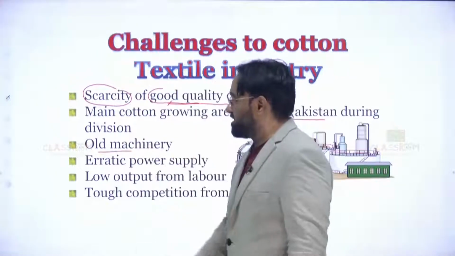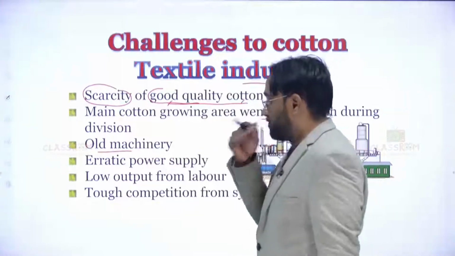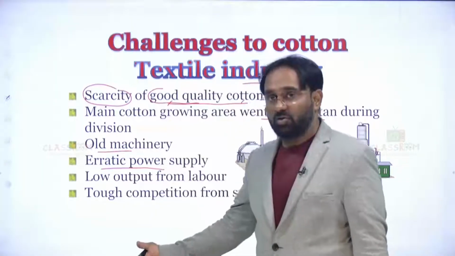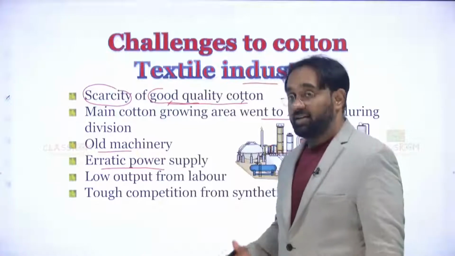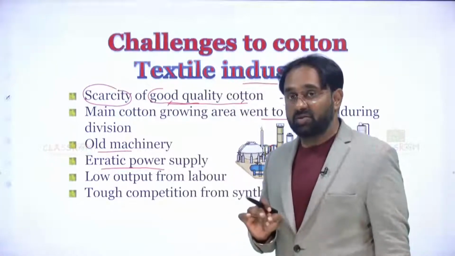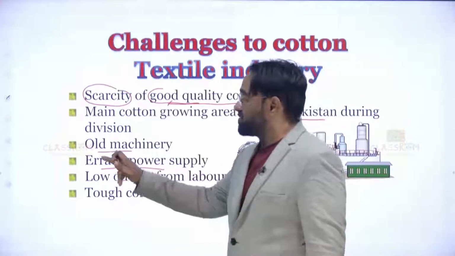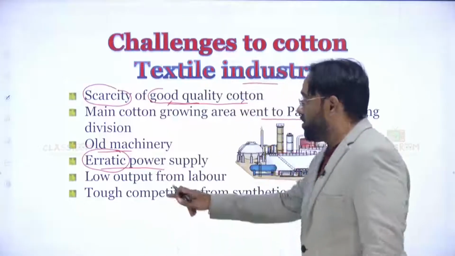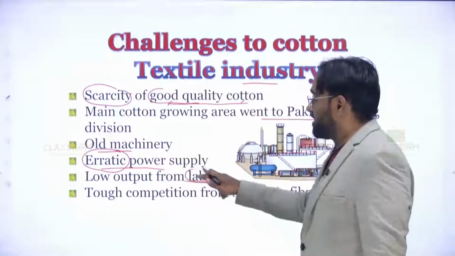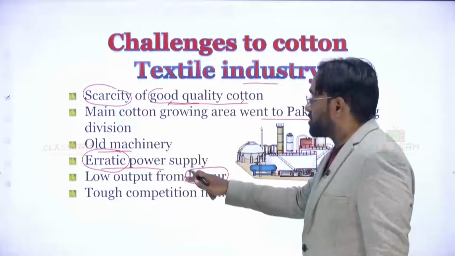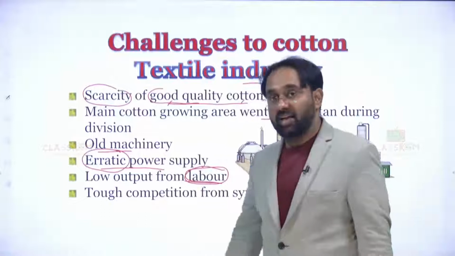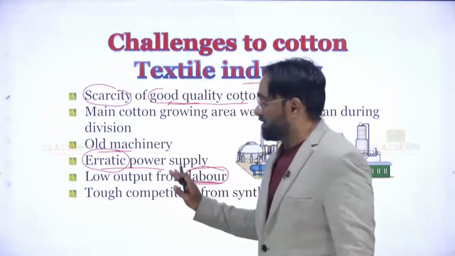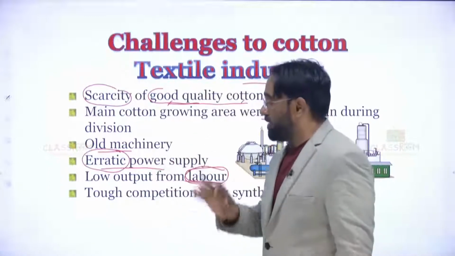Old machinery and erratic power supply. Power supply is very important, as you have different types of production, power looms and hand looms. You need continuous power supply, but power supply is very irregular. Also, low output from labor: labor are not producing enough, so productivity is not happening because of the low output of labor.